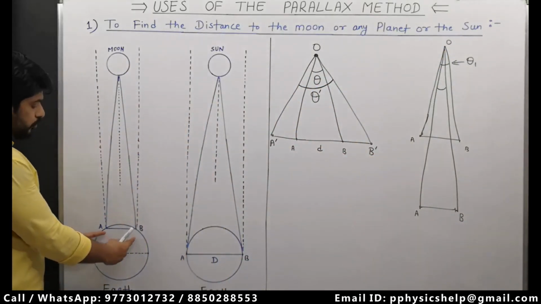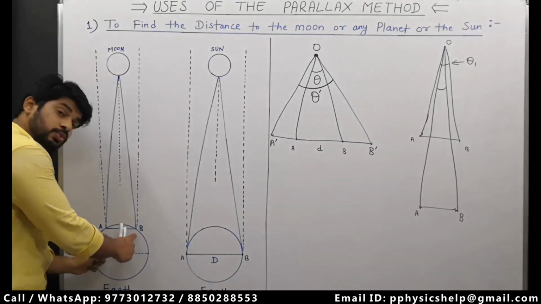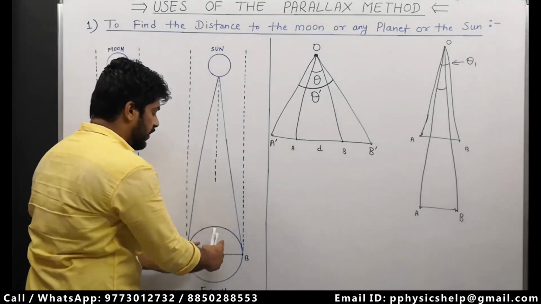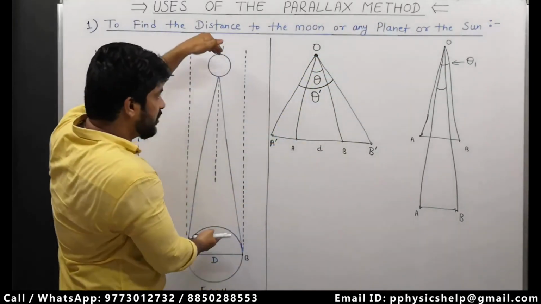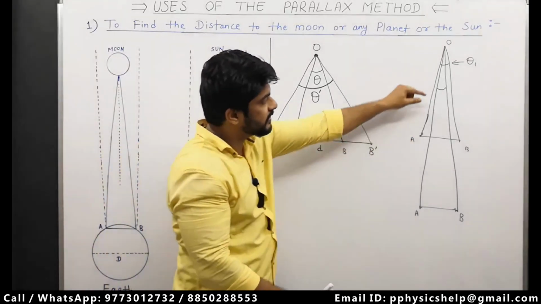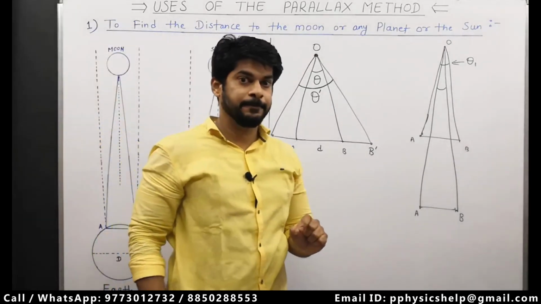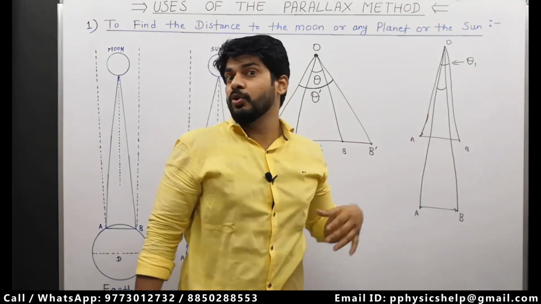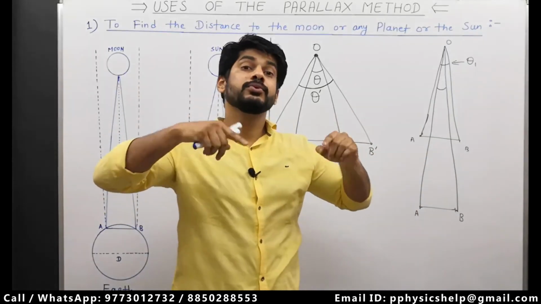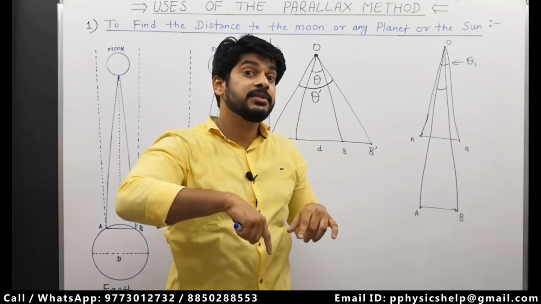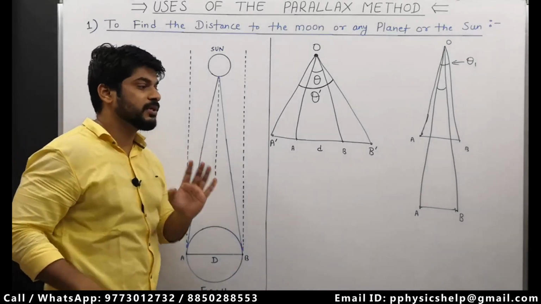See, for the case of the moon, we have chosen 2 points somewhere on the surface of the earth. But if I choose these same 2 points in the case of the sun or any other planet, now the distance is very large, and when the distance rises, the angle decreases. So here the parallax angle will become very small, and in that case it would be difficult for us to observe it. So that is the reason why we have to choose diametrically opposite points.